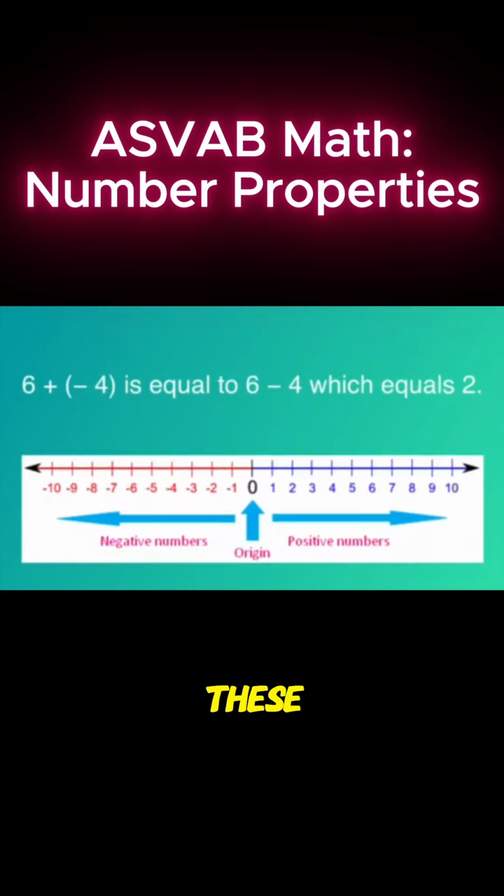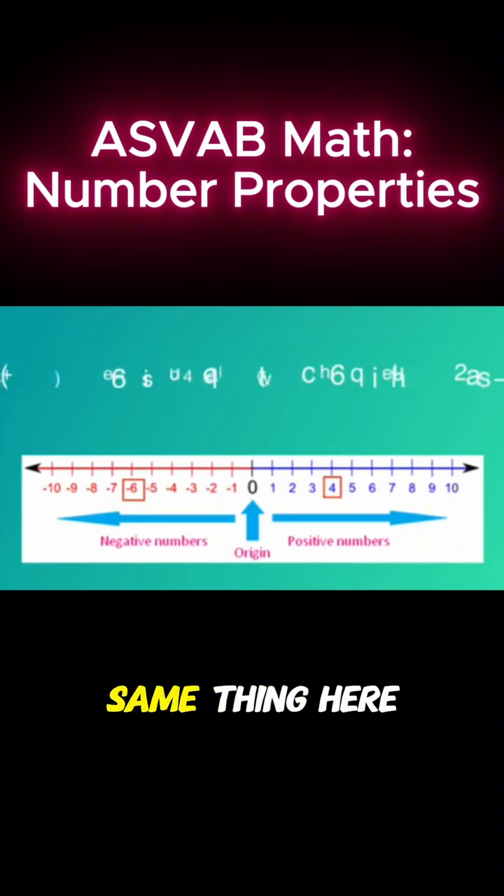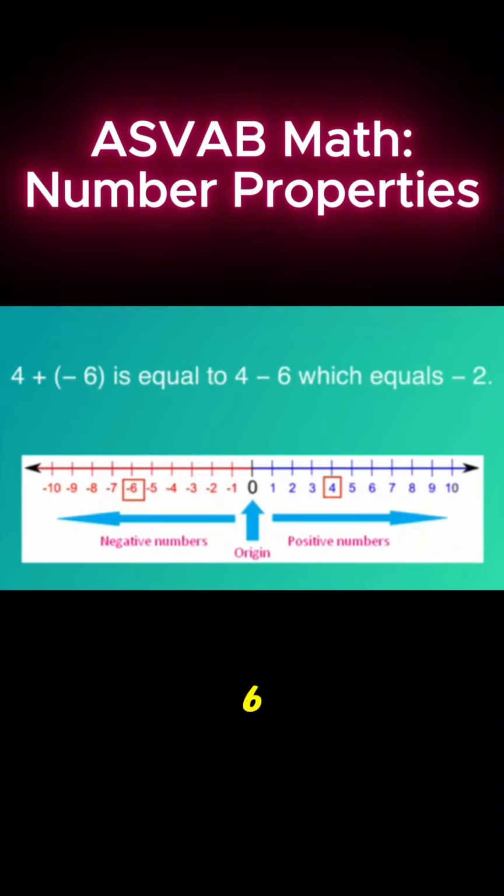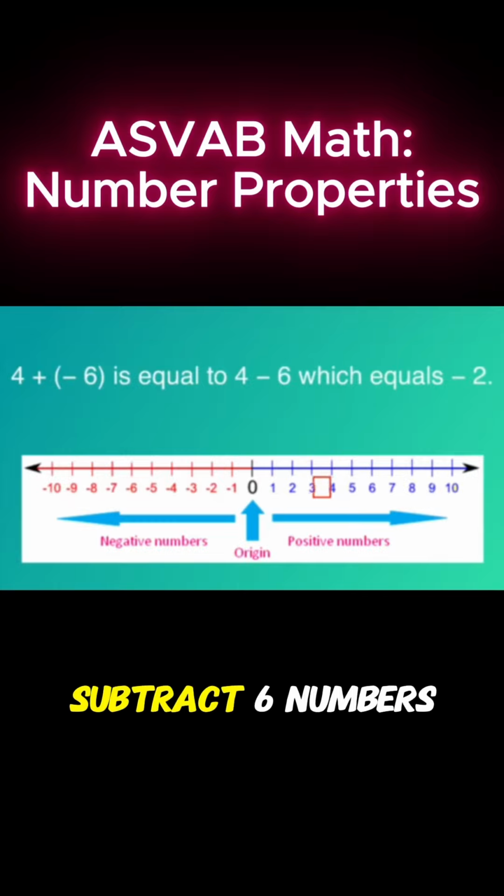For problems like these, it may be helpful to use a number line to help visualize. Here is positive 6 and negative 4. By adding 6 to negative 4, you can see the box slide all the way to number 2. Same thing here with 4 plus negative 6. Subtract 6 numbers from 4 and you get negative 2.